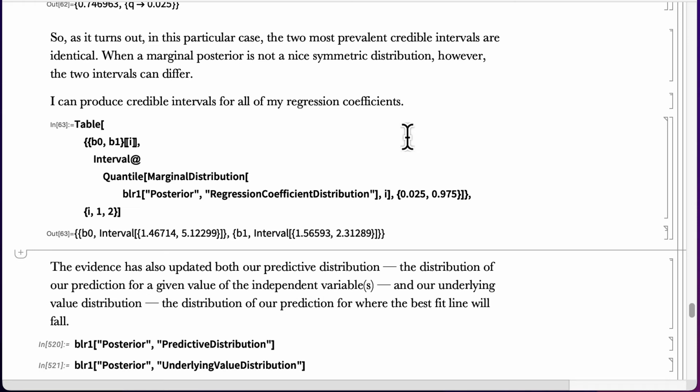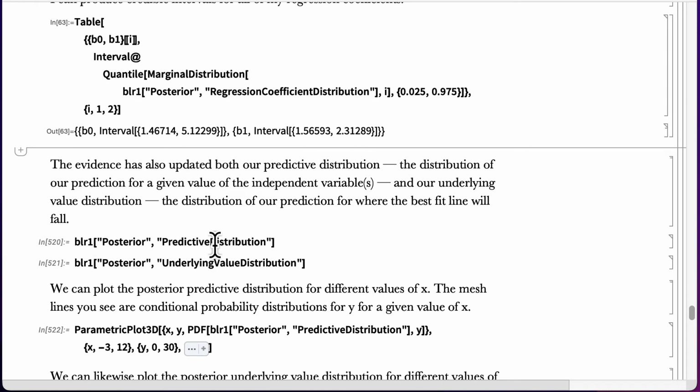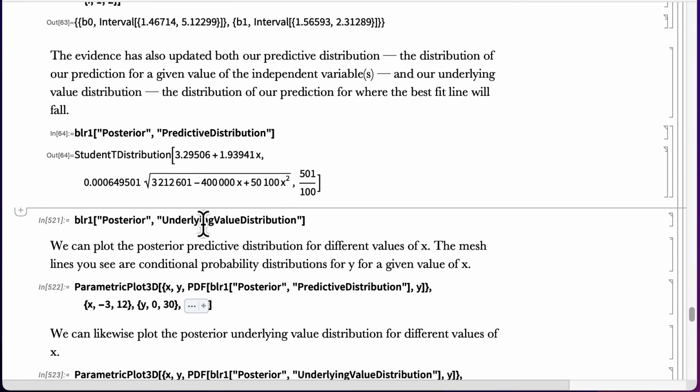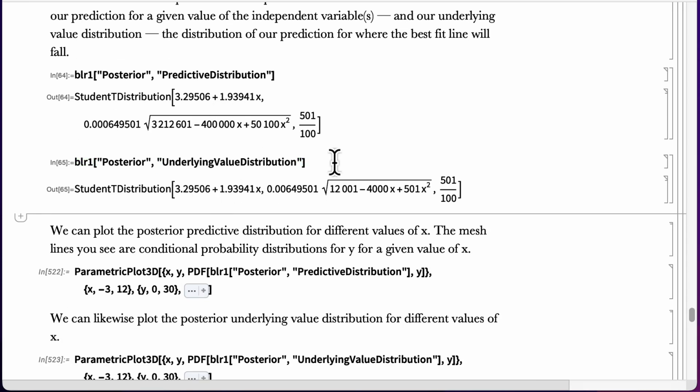Moreover, the evidence has also updated what we predict the distribution of y will be for a given x. We can get the posterior predictive distribution, and we can figure out the distribution of where that best fit line lies through the underlying value distribution. So there we go. It's some Student t distribution with some weird things in it, and another Student t distribution. I don't really have any intuition what this looks like, but what we can do is make a picture of it.